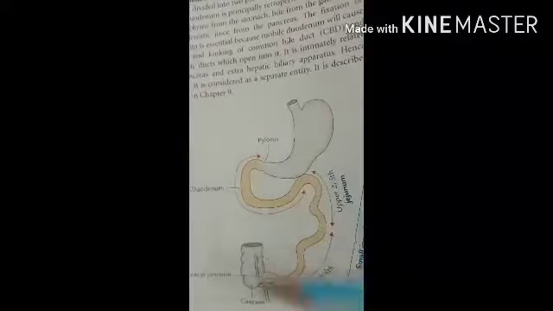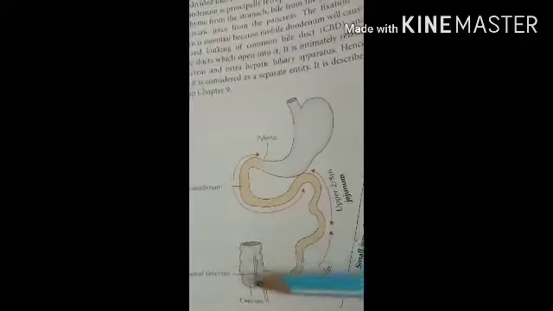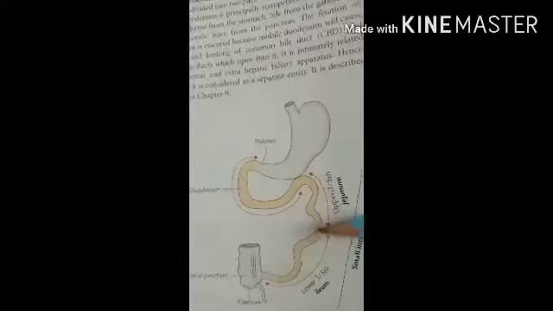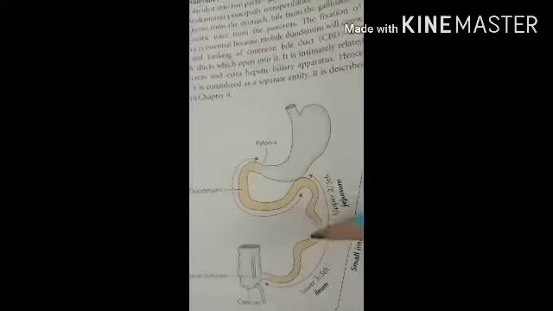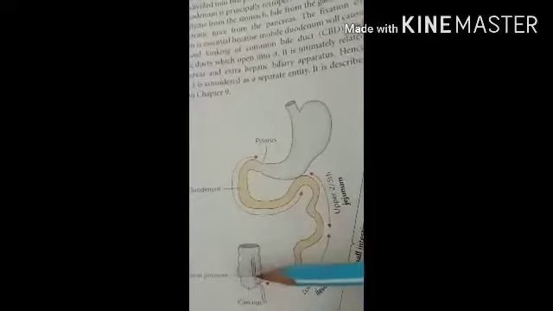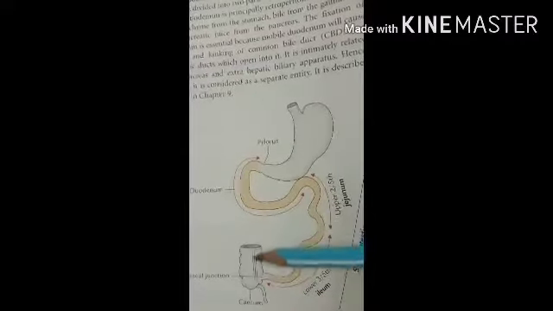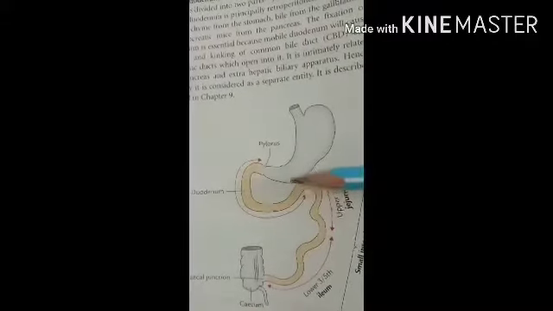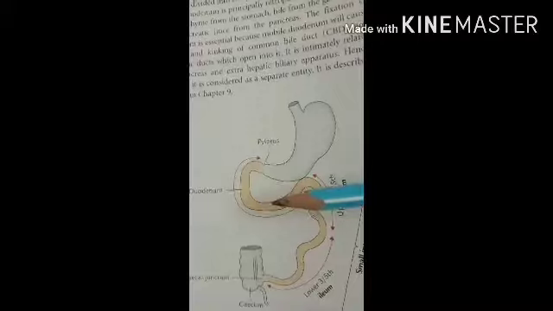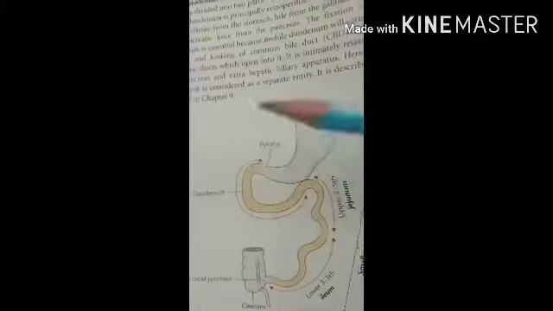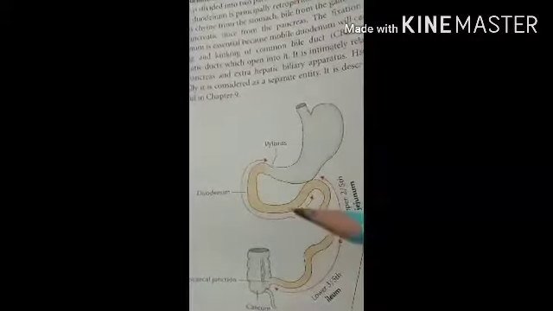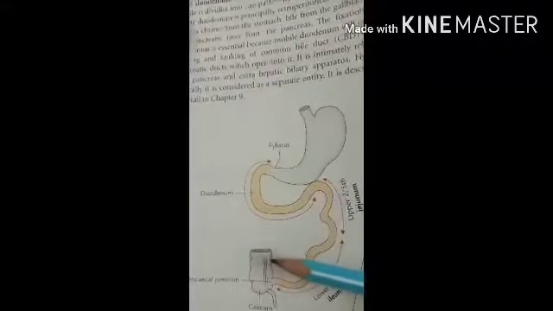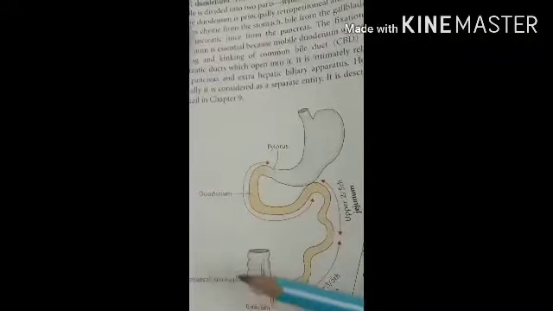Then the second one, the tinea coli. Here the band-like structures are present in the large intestine, and in the small intestine the tinea coli are totally absent. Then the sacculation, the sac-like structures, are present in the large intestine, and in the small intestine the sacculations are totally absent. Okay? Then the fixity: the greater part of the small intestine is very much movable, and most of the large intestine is fixed.